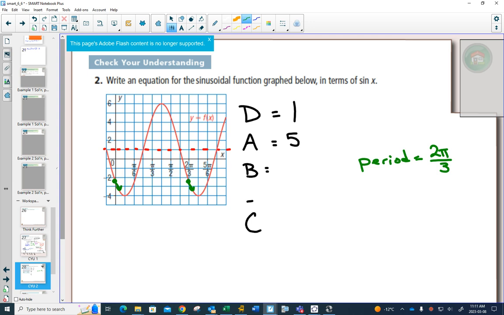Now, we had 2 formulas that we looked at. One formula was that our period is always 2 pi over our B value. There was also a rearrangement of this formula, that your B value is 2 pi over your period.